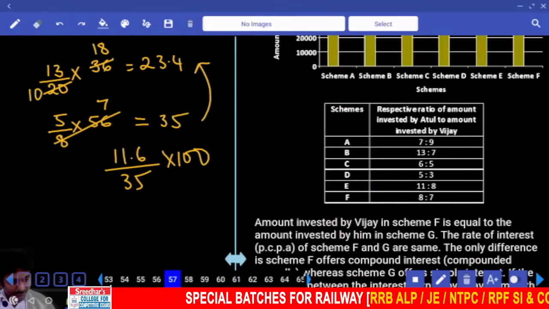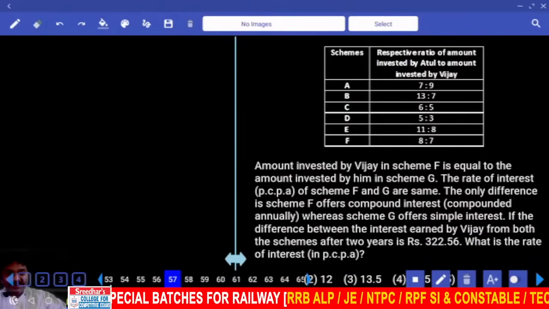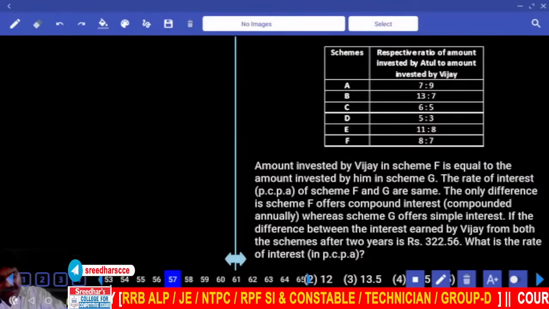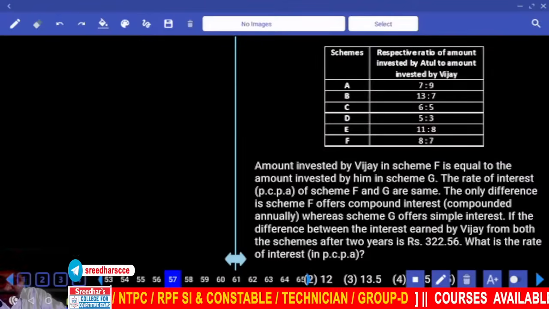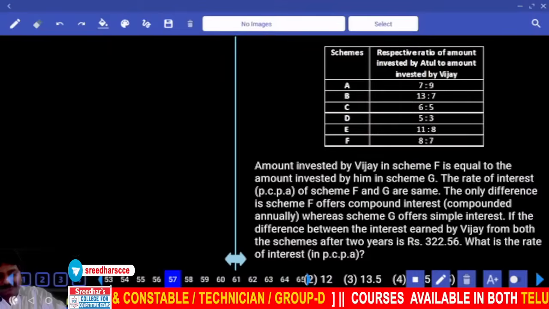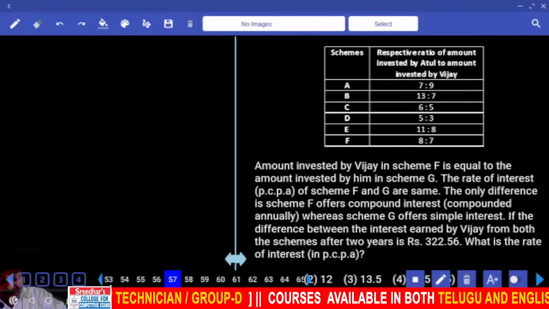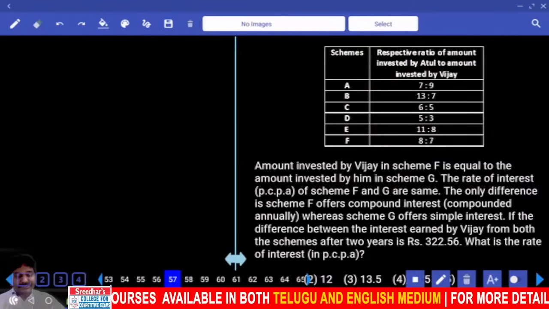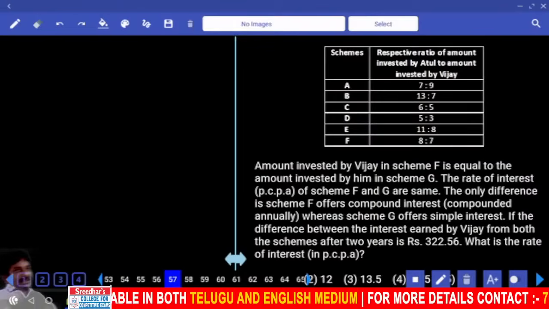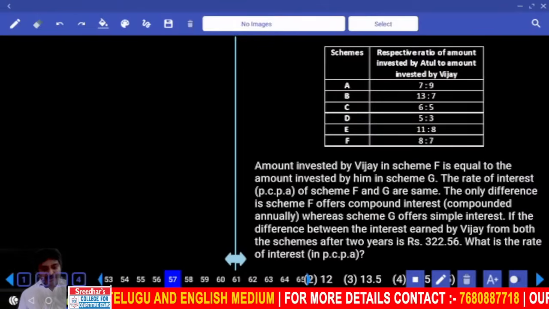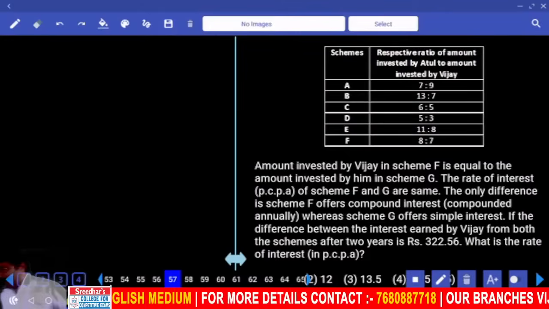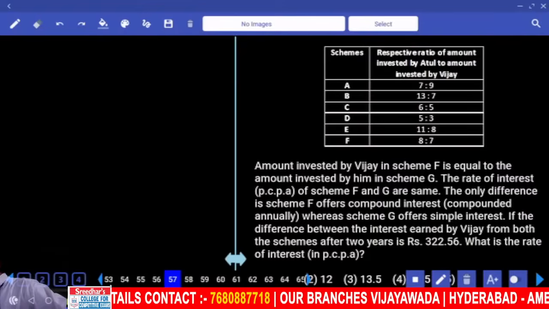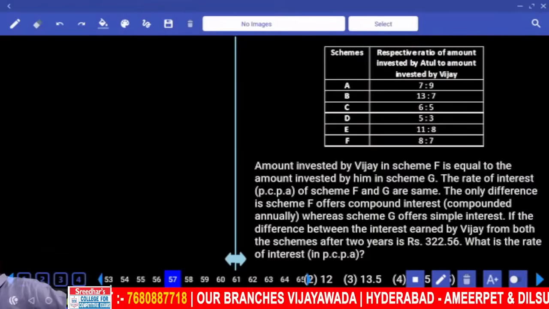Now come back again. The amount invested by Vijay in scheme F is equal to amount invested by him in scheme G. The rate of interest of scheme F and scheme G are same. The only difference is scheme F offers compound interest whereas scheme G offers simple interest. If the difference between interest earned by Vijay from both the schemes after 2 years is 322.56, what is the rate of interest? See, principles are same. Rate of interest is also same. Time period is also same. But only difference is simple and compound.